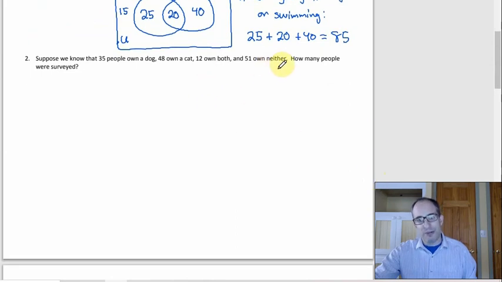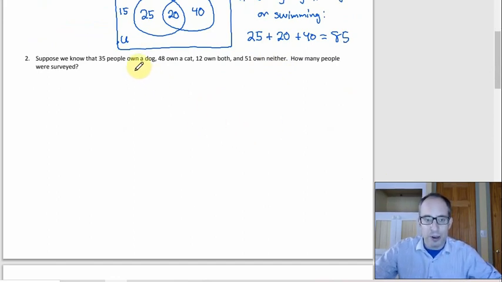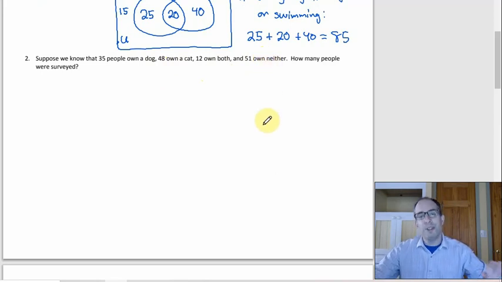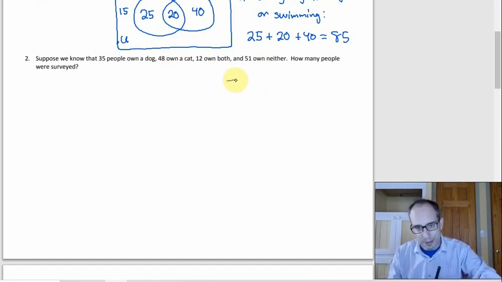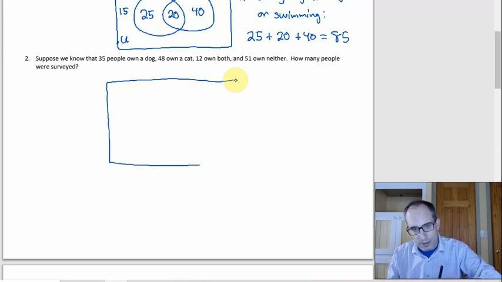Look at this. 51 own neither, right? That's kind of a new thing this time, because the last time it was just we were given the fishing and then the swimming and then the both. This one we're given owning a dog, owning a cat, owning both, owning neither. So the owning neither is going to be within the rectangle but outside the circles. So if I draw the Venn diagram here, I got a lot of room for this one.